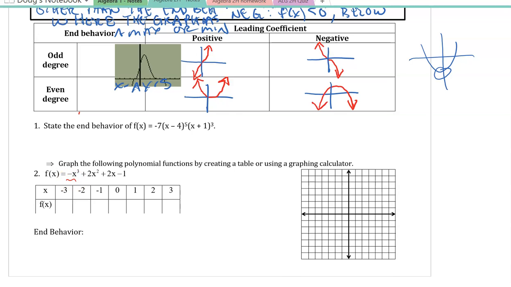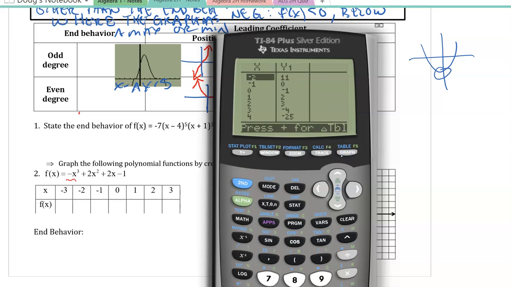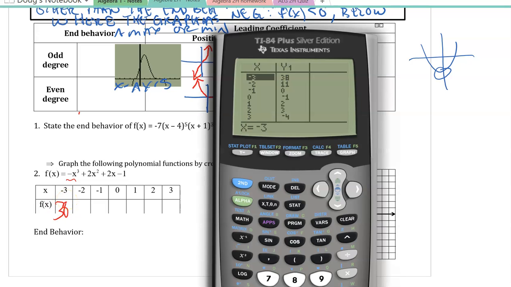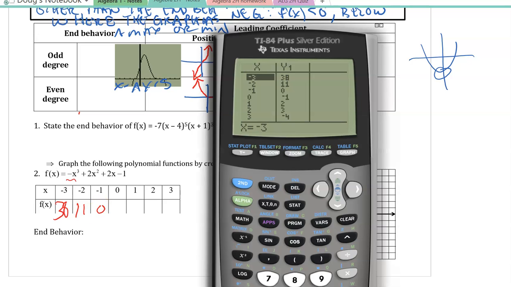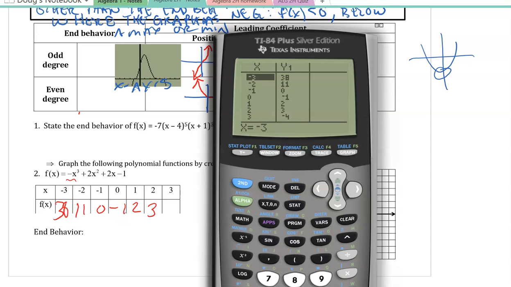Now, from our calculator, we can bring up a table. When x equals negative 3, f of x equals 38. At negative 2, it's 11. At negative 1, it's 0. At 0, it's negative 1. At 1, it's 2. At 2, it's 3. And at 3, it is negative 4.